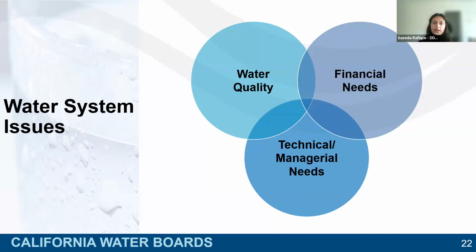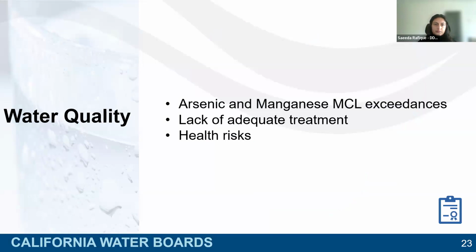Keeler landed on our failing list due to water quality issues and lack of technical, managerial, and financial capacity. The system has had a history of arsenic and manganese MCL exceedances and does not have an adequate treatment for it, which leaves the community without a safe and reliable source of drinking water and exposes them to health risks.